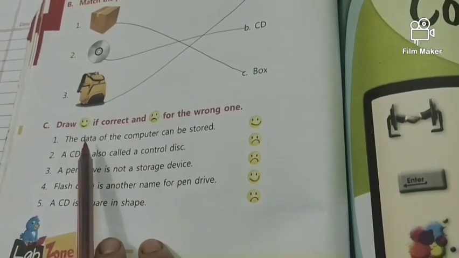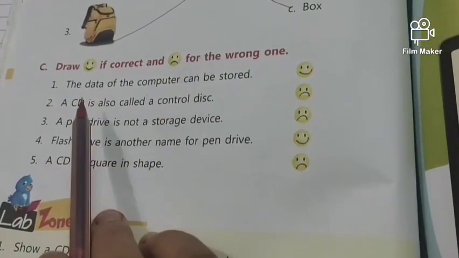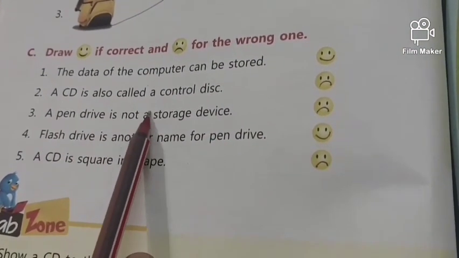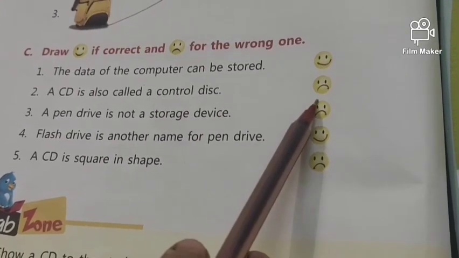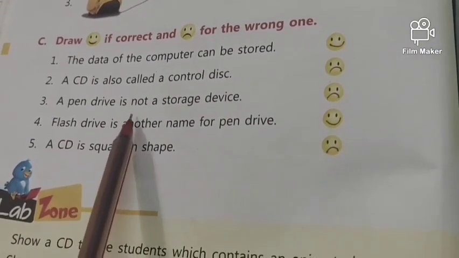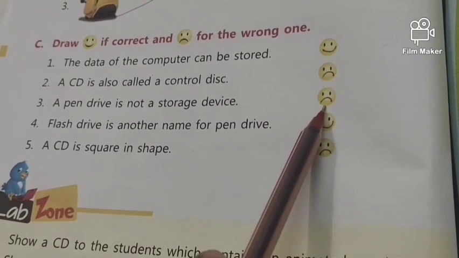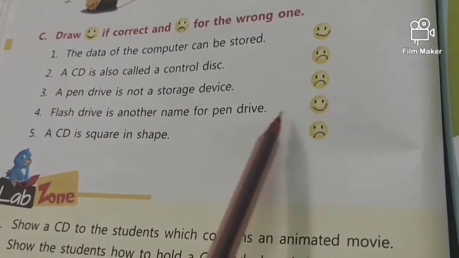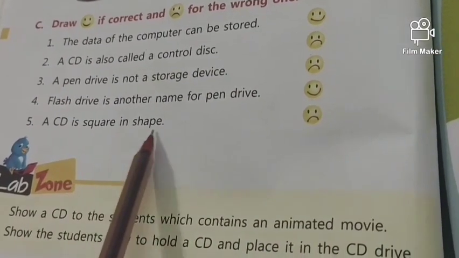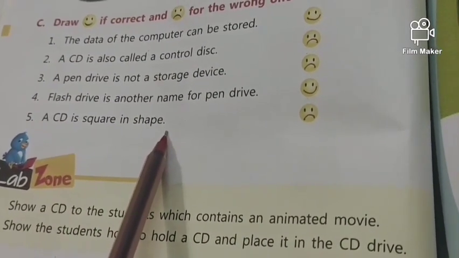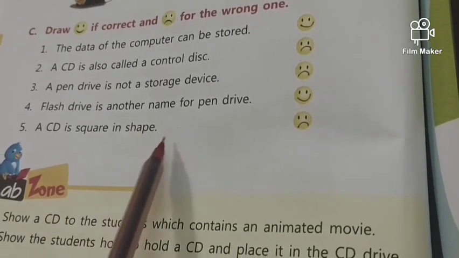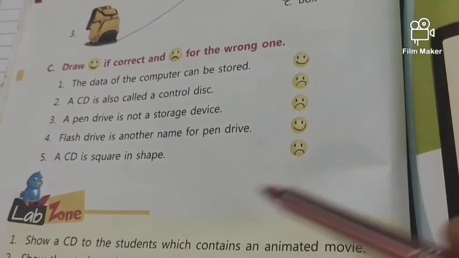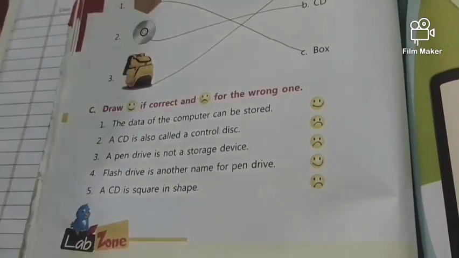Now true and false. You are going to make the smileys. The data of the computer can be stored. Yes. A CD is also called a control disk. No. It is a compact disk. Okay. A pen drive is not a storage device. No. Yes, it is a storage device. Flash drive is another name for pen drive. Yes. A CD is square in shape. Is it square in shape? No, it is round in shape. Okay, so therefore this sentence is wrong. So till this much you are going to complete in your worksheet.